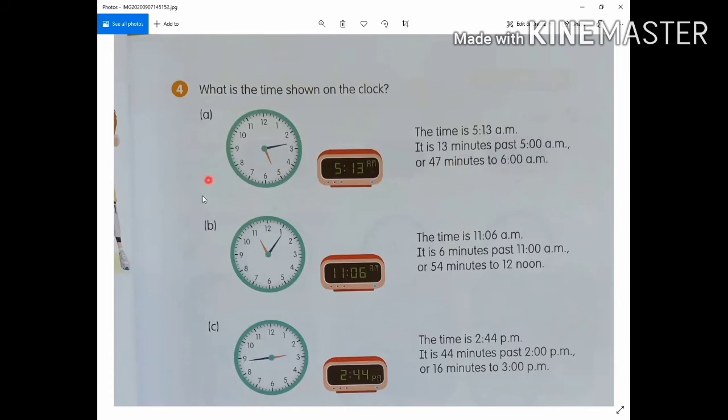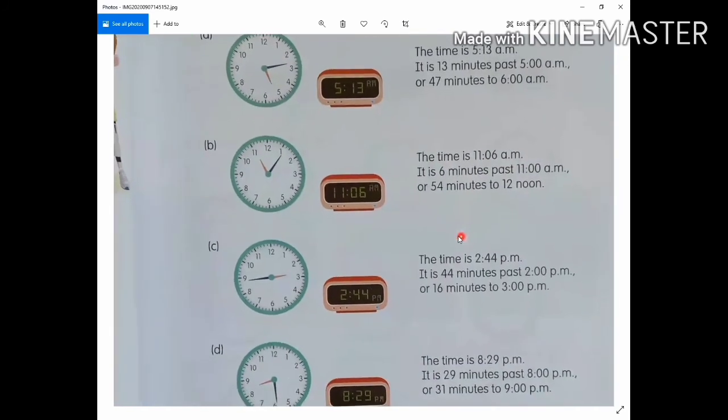Good. For part B, look at the analog clock and this the digital clock. They are the same. I mean the time. The time is 11:06 a.m. It is 6 minutes past 11 a.m. Or we can say that 54 minutes to 12 noon. Yes. Okay.